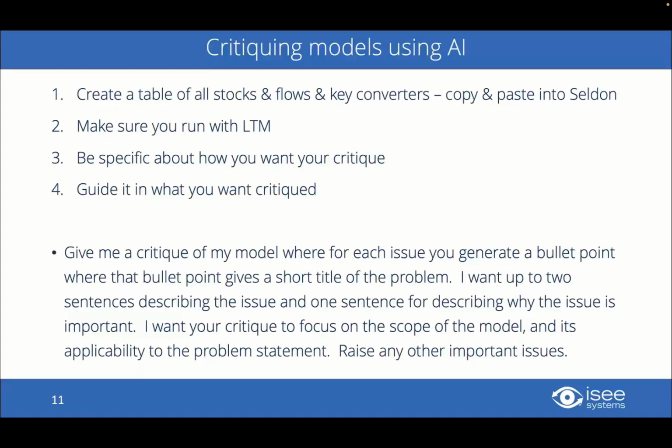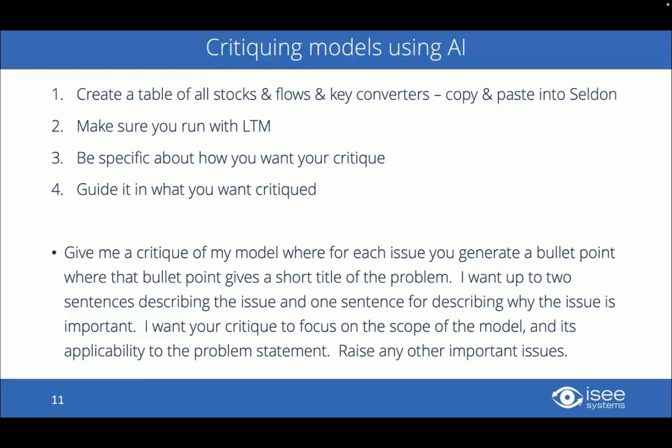For instance, give me a critique of my model where for each issue, you generate a bullet point. I do that very often in my prompting, where that bullet point gives a short title of the problem. So I'm now being specific that I want a title and I want bullets. I want up to 2 sentences describing the issue and 1 sentence describing why the issue is important. I want your critique to focus on the scope of the model and its applicability to the problem statement. Raise any other important issues. The only thing that might be missing from this prompt is an example of the audience for whom I want this prompt.